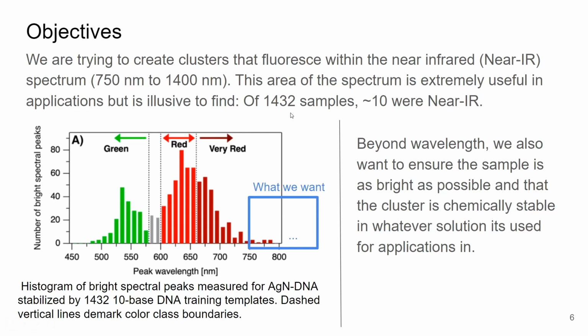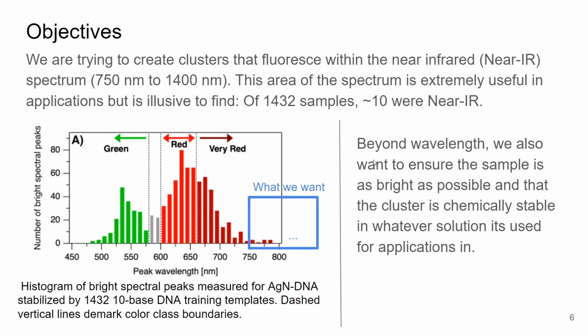Of 1,432 samples that we tested, only around 10 of them were near IR sequences. And as you can see, this is the distribution of all of the sequences we tested. So the data set here is 1,432 samples, and we can see just how few of those are in the region that we want. And ideally, we want ones that fluoresce even more near infrared than what we have right now. So that's the core property that we want, right? We want them to be fluorescing in the near infrared wavelength.